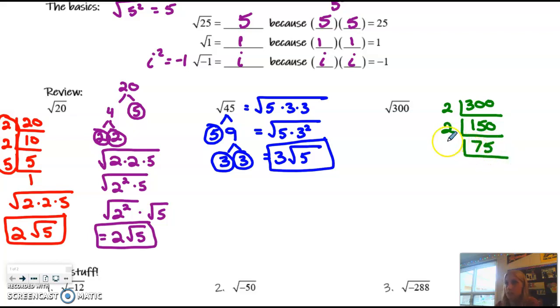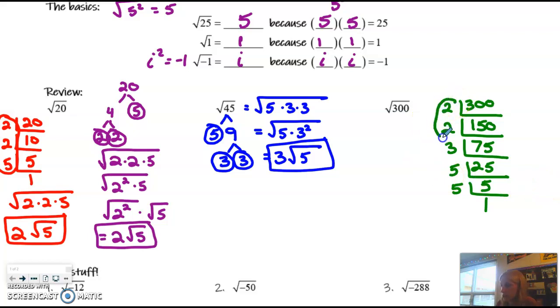2 doesn't go into 75. So let's pick the next prime number. 3 goes in. 3 goes into 75 25 times. Give it another ladder. 3 does not go into 25. The next prime number is 5, which goes into 25 5 times. And the only number that goes into 5 is 5, and there's my birthday candle. So I know that I'm done.